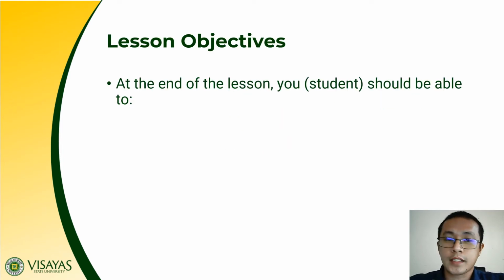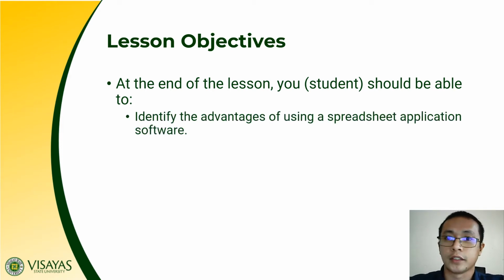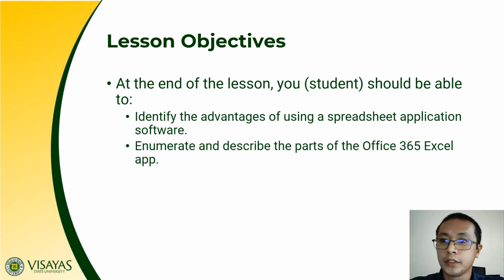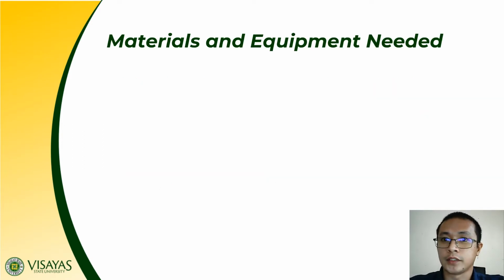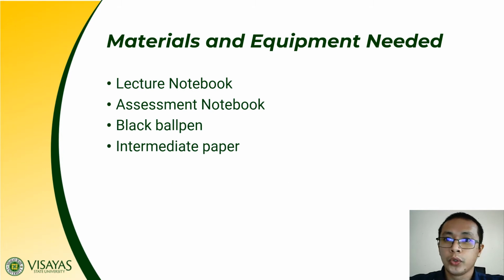To start with, it has defined different learning objectives that each of you must be able to attain by the end of this lesson. You should be able to identify the advantages of using a spreadsheet application software. You should be able to enumerate and describe the parts of the Office 365 Excel application, and you should be able to identify some features and some built-in functions in using the Excel applications. Make sure that you have with you these materials and equipment as we go along.